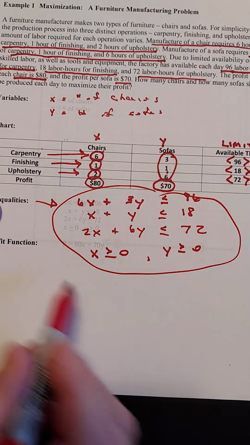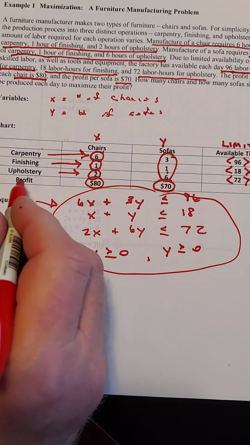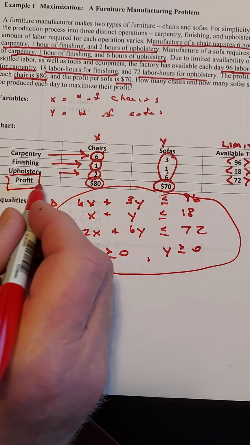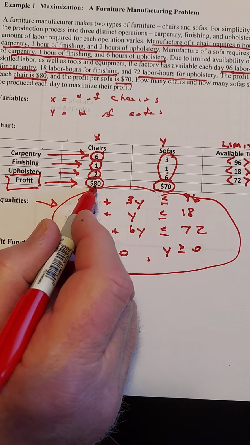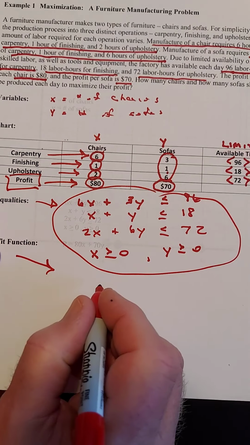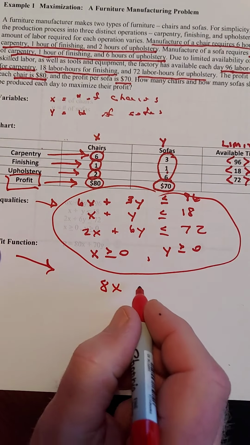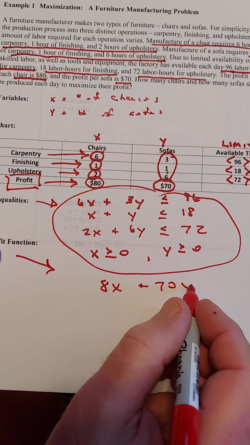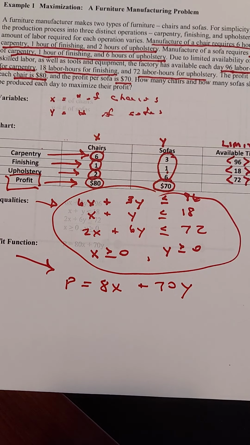are all your inequalities. Now your profit function is just as easy. If you go up here, see where it says profit? For each chair, I'm going to make $80. So if I produced X chairs, that means it's going to be 80X, plus 70Y. And I'm going to put P equals. So your profit function is P equals 80X plus 70Y. Okay, pretty easy.